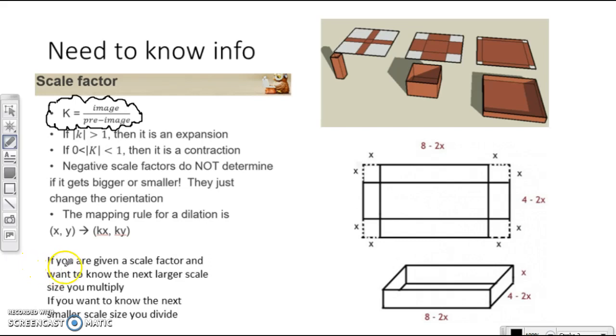All right, here's something else that you need to know. If you are given a scale factor and want to know the next larger scale size, you're going to multiply it by the scale factor. If you're given a scale factor and you want to know the next smaller scale size, you're going to divide it by the scale factor.